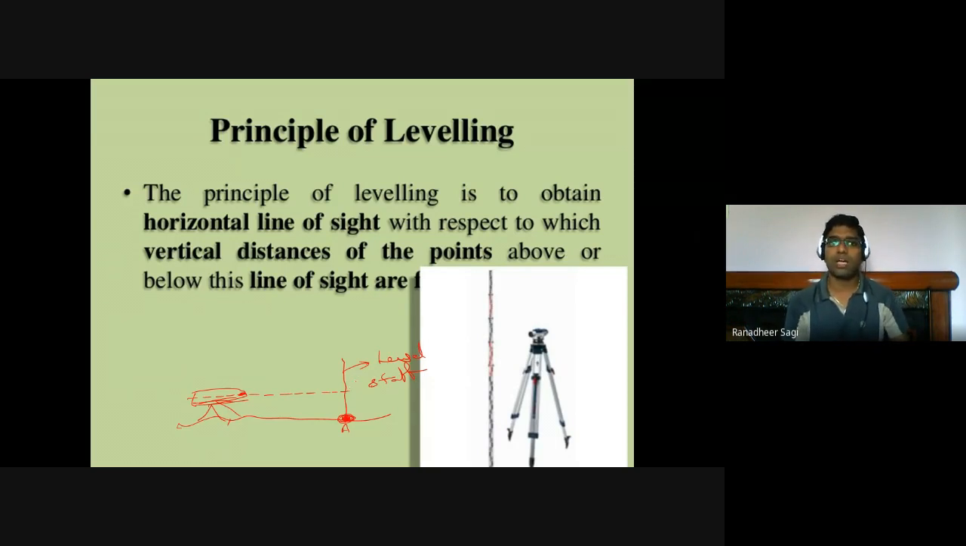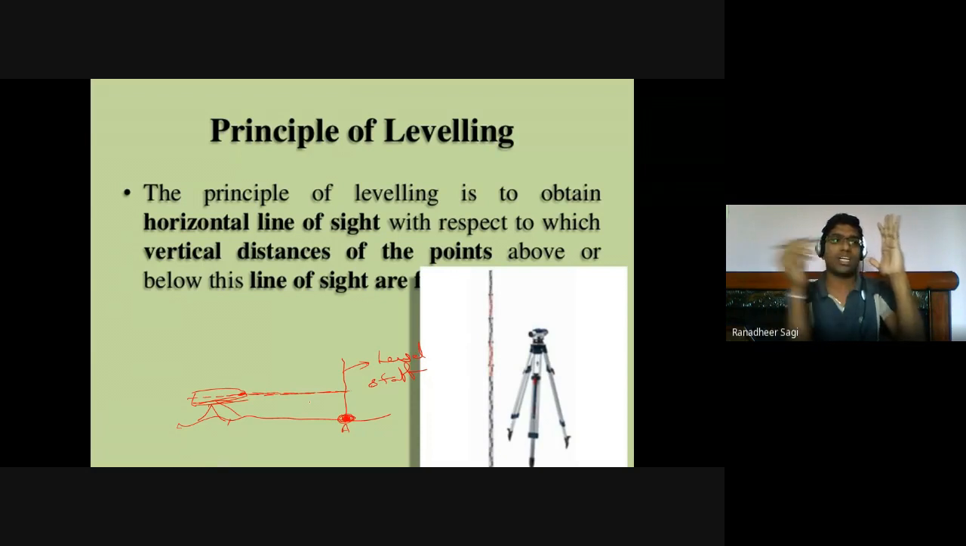Okay, so we determine that based on the principle called the horizontal line of sight that you get from your level instrument. With respect to this horizontal line of sight, what we determine is the vertical distances of various points. So if I want to determine the vertical distance of a particular point, I can place that leveling staff at that position. On that staff, I'm going to have the line of sight coming from the telescope of the instrument, and that line of sight is considered to be horizontal.